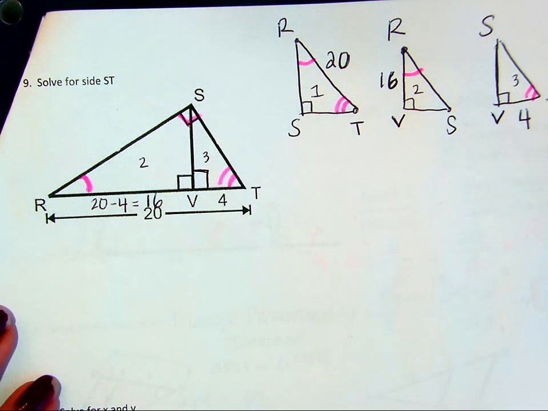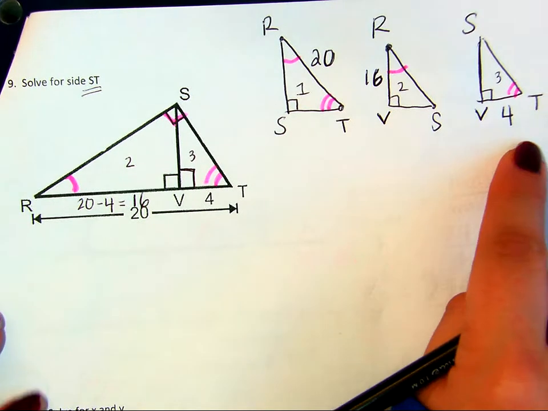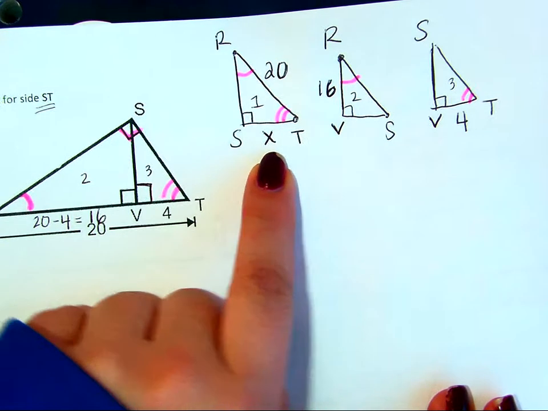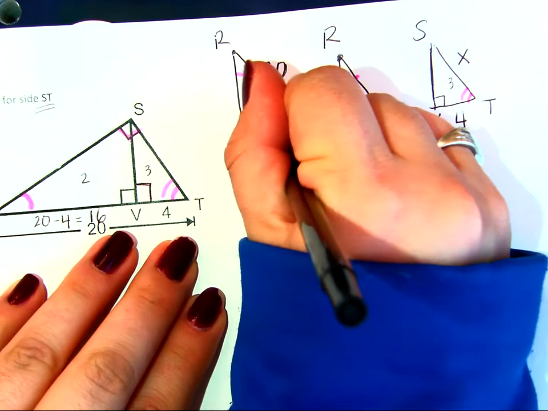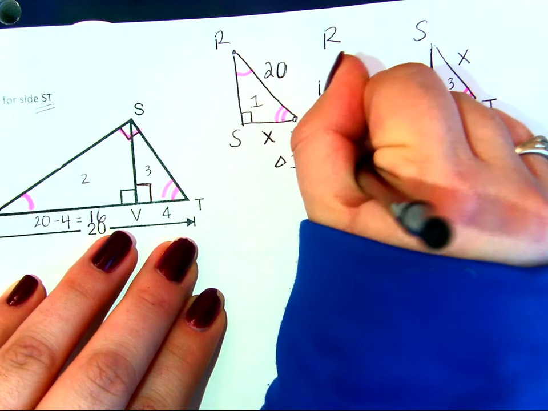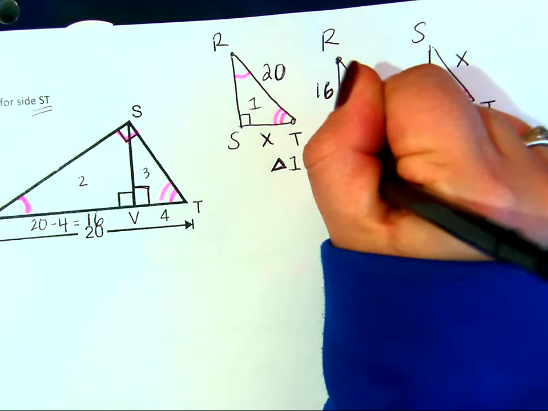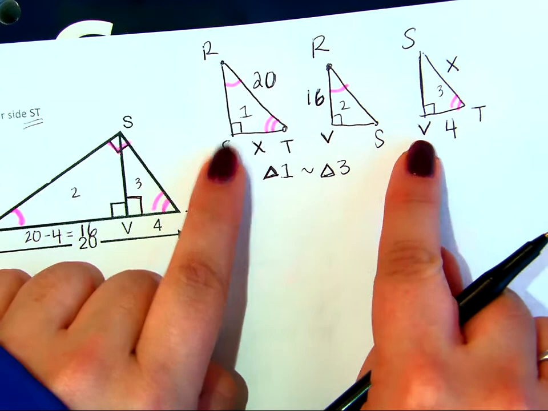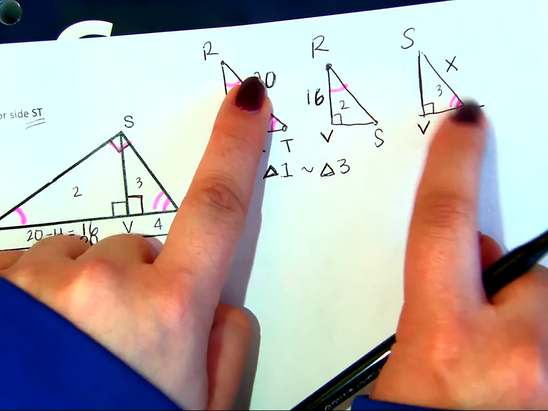And I want to solve for side ST. So looking at my 3 triangles, where is ST at? I have an ST down here on triangle 1. I don't have ST on triangle 2, but I do have it on triangle 3. So I want to write a proportion where triangle 1 is similar to triangle 3. Make sure they're similar first. So in order for these 2 triangles to be similar, I need at least 2 angles to be congruent. So since angle S is congruent to angle V, angle T is congruent to angle T, angle R must also be congruent to angle S.